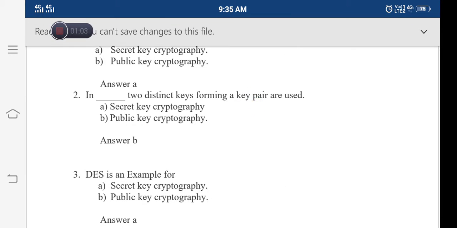Now, in a dash cryptography, two distinct keys forming a key pair are used. Distinct means we will have two different keys. The sender will use one key for encryption. At the receiver, another key will be used for decryption. That is the concept of public and private keys, right? So the answer for this is public key cryptography.